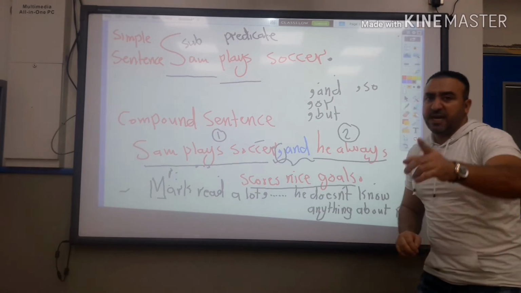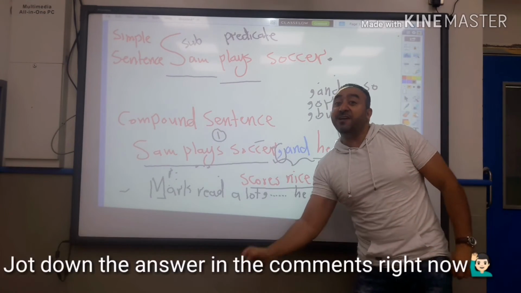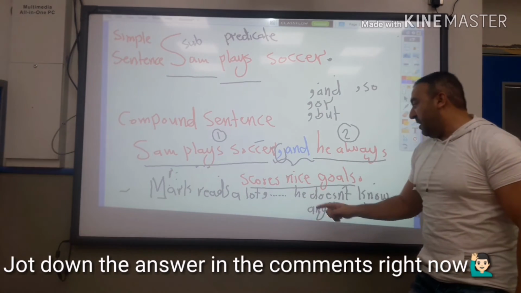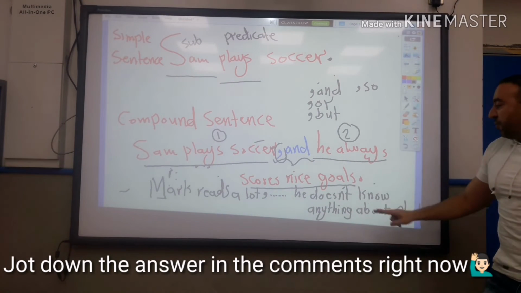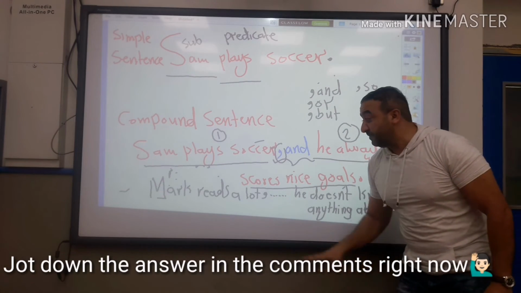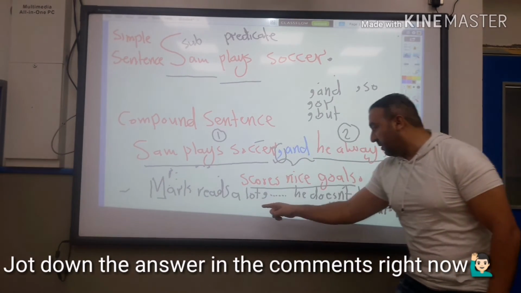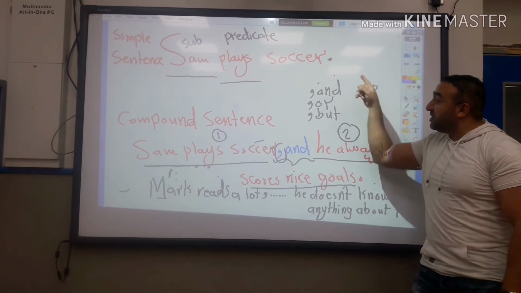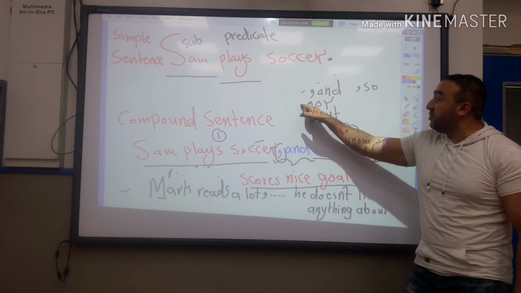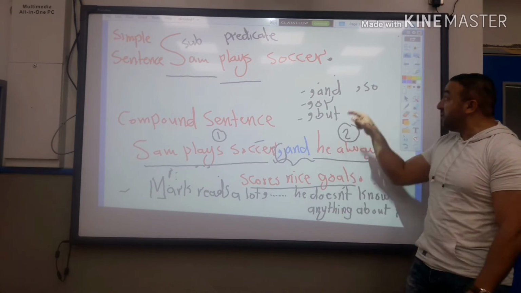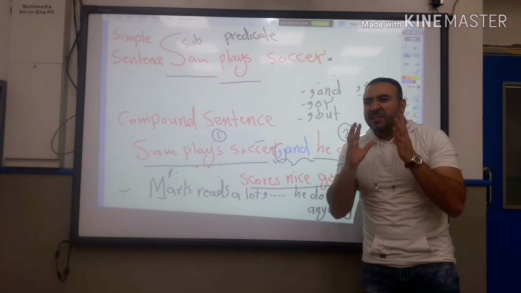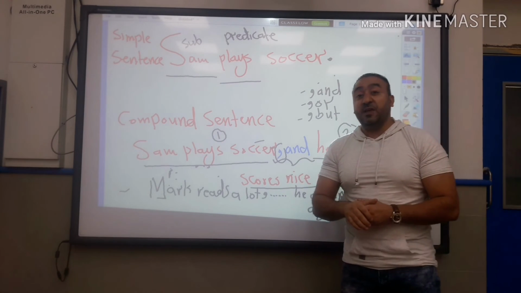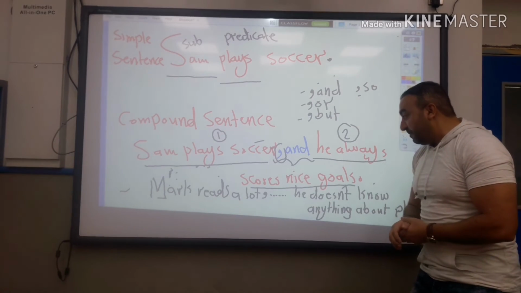This is a very simple exercise. Hopefully you can write the answer in the comments. Here we have: Mark reads a lot. He doesn't know anything about plants. Now, which of these conjunctions should be used? And for addition, or for choice, but for contradiction. And finally, so, exactly the same meaning as because, but because is used in a different place. We're going to discuss that later in another episode.